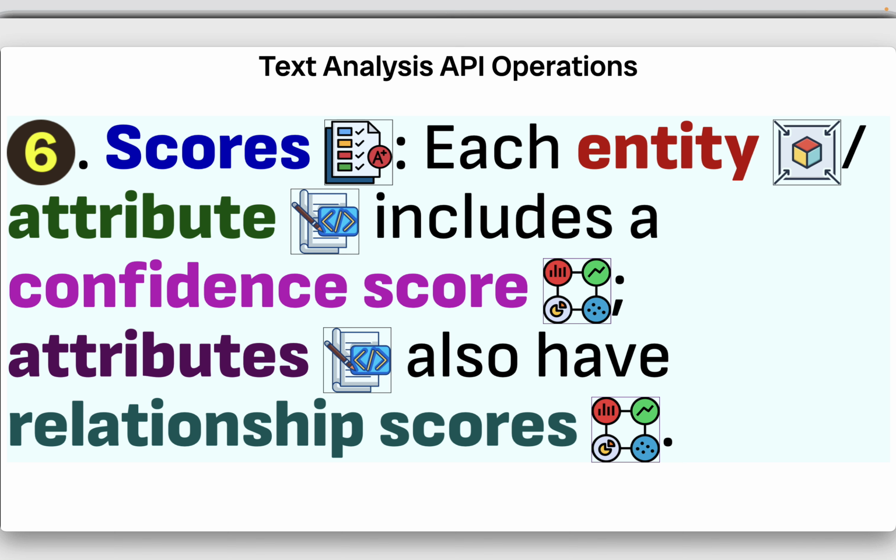Then we have scores. Every detected entity and attribute comes with a score that indicates Comprehend Medical's confidence in the accuracy of the detection. Attributes also have a relationship score indicating confidence in their link to the parent entity.